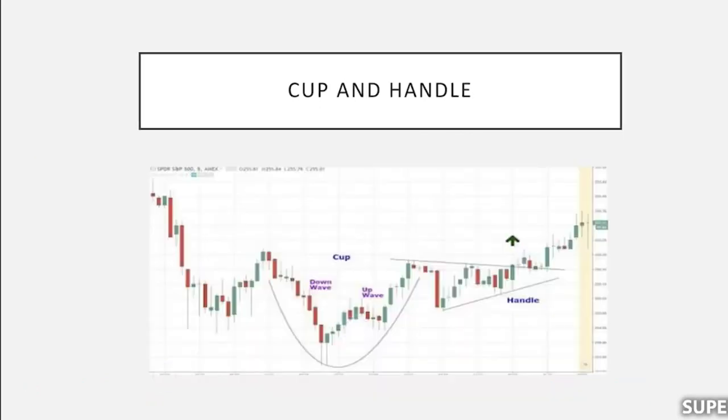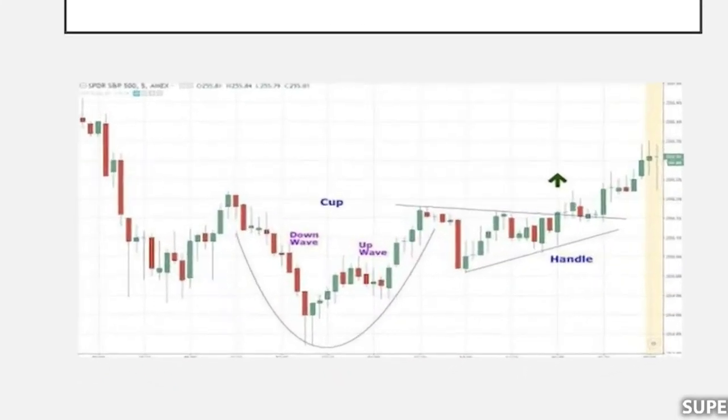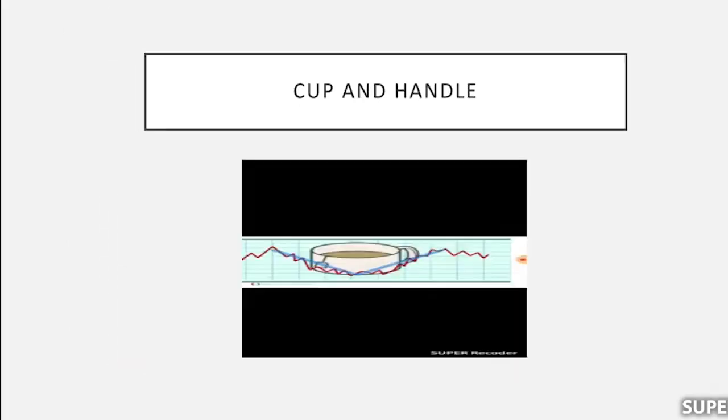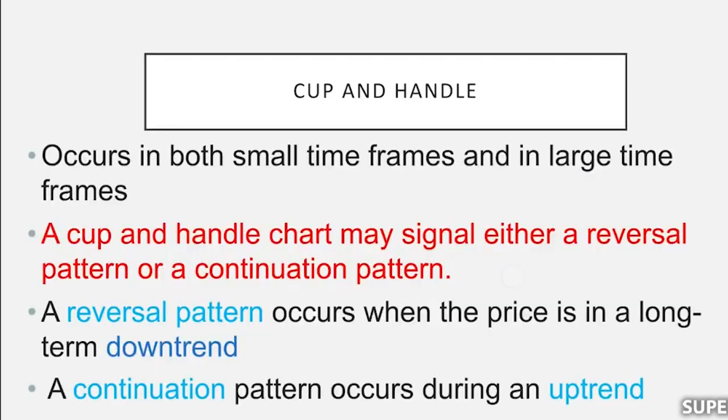That means if there is a long-term downtrend, here it is. After this cup and handle, the price starts rising like this. Here the trend reversal happened. And a continuation pattern occurs during an uptrend. That means in the case of an uptrend, the price is rising and after cup and handle, the price continues rising. So a continuation pattern occurs there.